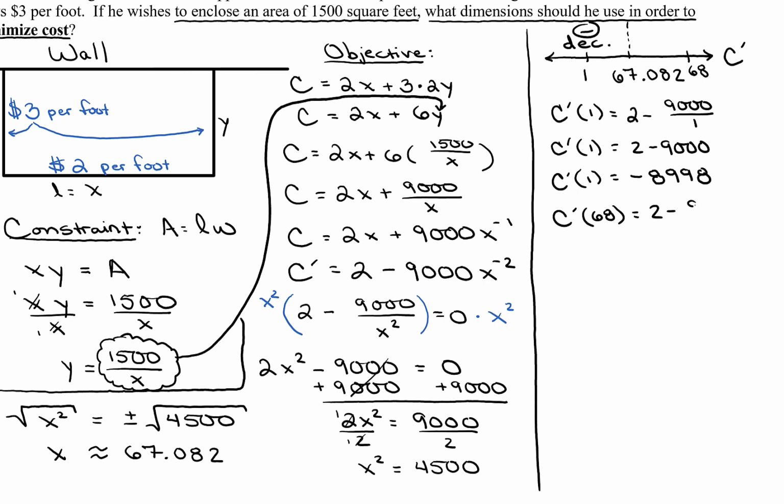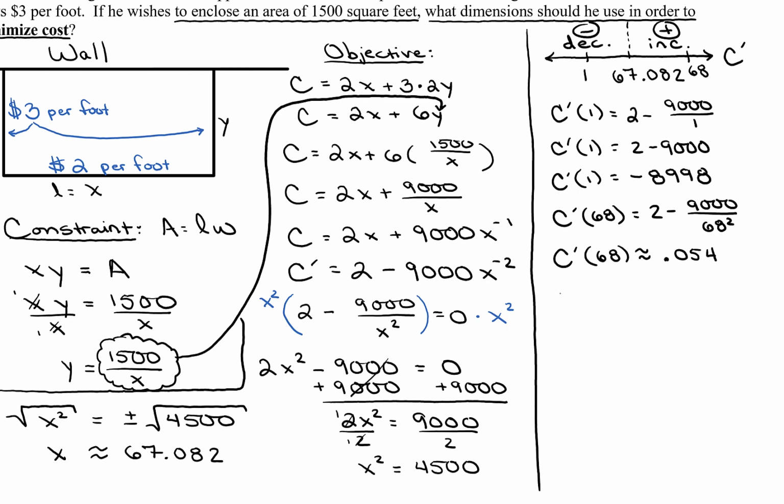Now we're going to find C prime of 68. C prime of 68 is equal to 2 minus 9,000 divided by 68 squared. If we put this into the calculator, we're going to get C prime of 68 is approximately equal to 0.054. Because 54 thousandths is positive, I'm going to write a little plus sign above the interval where we chose our test point of 68, and I'm going to write the letters I and C to represent the word increasing, because the original function of C is increasing in this interval that contains 68.